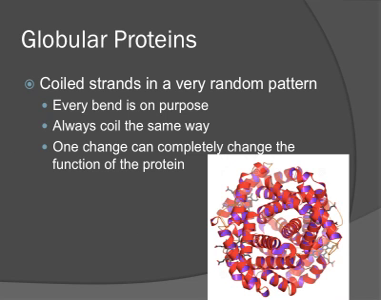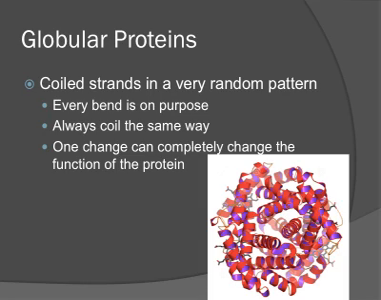Okay, the second type of protein we're going to talk about is a globular protein. These are coiled strands in a very random pattern. Honestly, these proteins look like a whole bunch of things all thrown together. It's like when you're getting balloons and they coil the end of the ribbon and there's really no rhyme or reason to the coil. Sometimes it works, sometimes it doesn't. This is what these proteins look like to me.